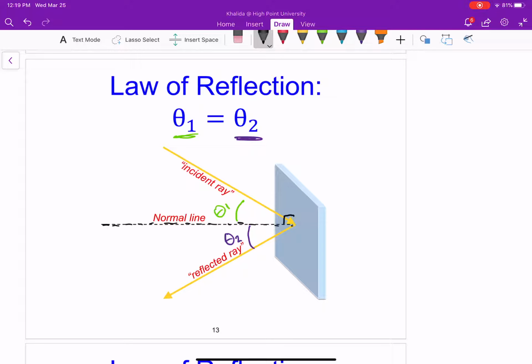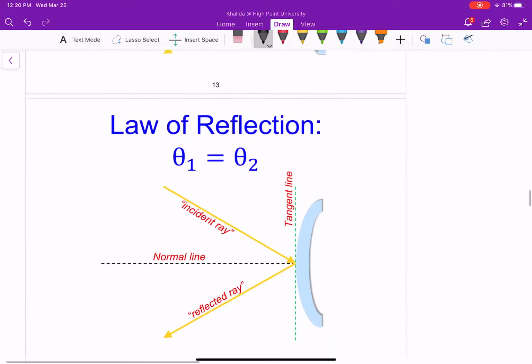But it's important that you get accustomed to the language that I'm using, the way that I'm saying incident ray and reflected ray, and it's very important that you understand the normal line, because when we move on to another concept called refraction, you're really going to need to make sure that you draw your normal line correctly so that you get the correct answers for your angles. So to emphasize, the law of reflection is just that the angle of incidence is equal to the angle of reflection.